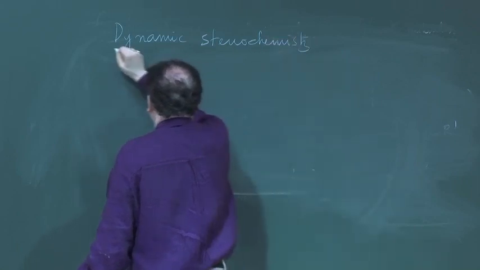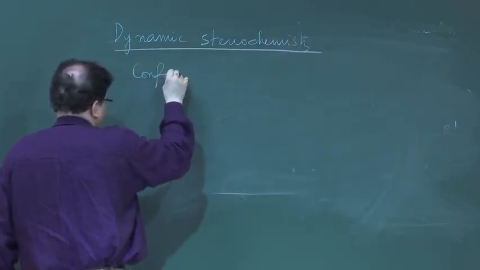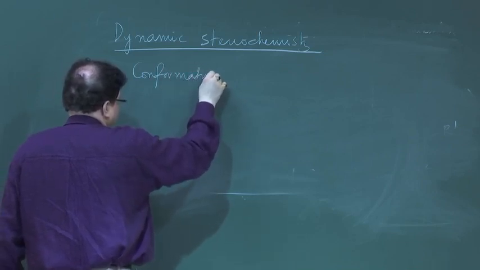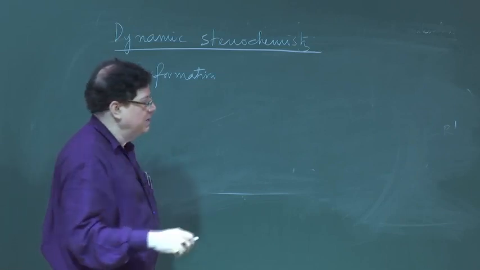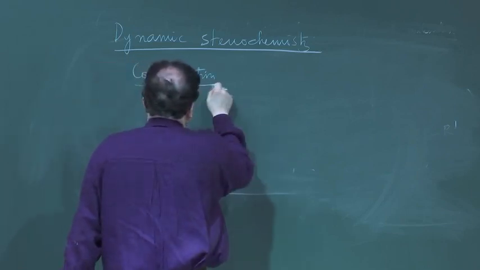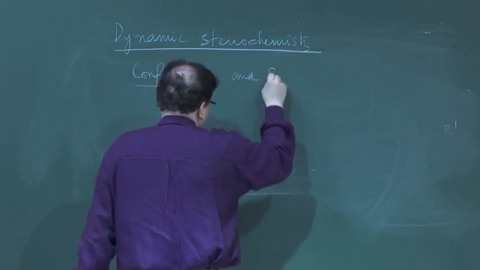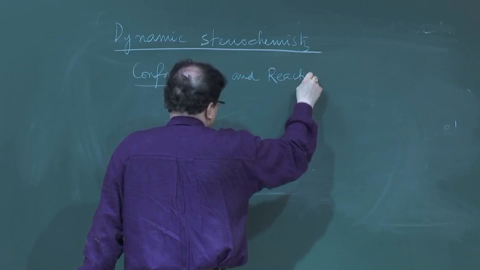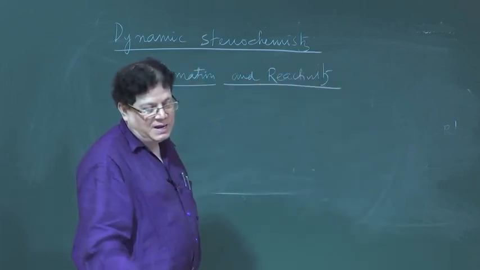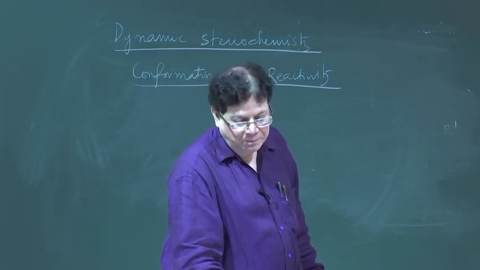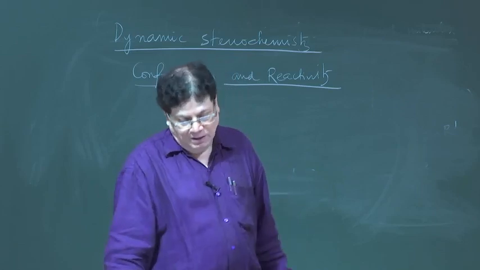Dynamic means, the other way to say it is, conformation and reactivity. So, now the reactivity issue is brought in, that is, how do the different conformers affect the reactivity of a system: conformation and reactivity. Now, this concept, that conformation also dictates the reactivity, was put forward by a British scientist very elaborately.